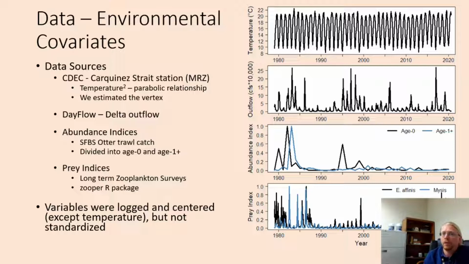Temperature, we used data from a single point in the Kirkenes Strait, and we used a parabolic relationship, so temperature squared. And when we think about growth for fish, there's usually an optimal temperature that provides maximum growth. If we exceed that temperature, growth declines. If we get below that temperature, growth declines. And we actually estimated this vertex, or this optimal temperature for growth, within the model. And that's going to become important on the next slide when we talk about results.